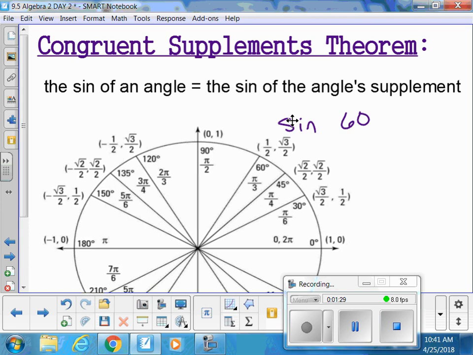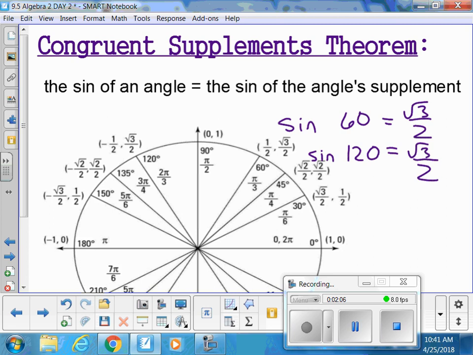I'm going to use my unit circle real quick here, and we're going to try to figure out what the sine of 60 is. What is the sine of 60? The y value at 60 degrees. There you go. That's radical 3/2. Now, can you guys tell me what the supplement of 60 degrees is? 120. Supplements must add to 180. So what is the sine of 120? Also, radical 3/2.